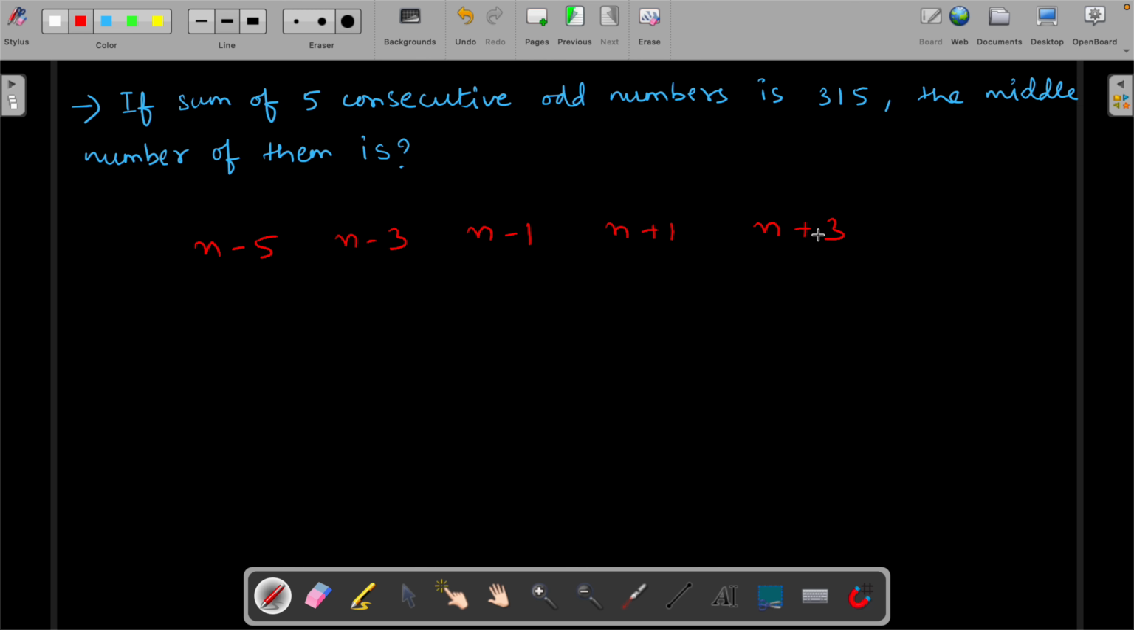They have given that their sum is 315. What is this sum? 5n minus 5, which is 315. What is n from here?